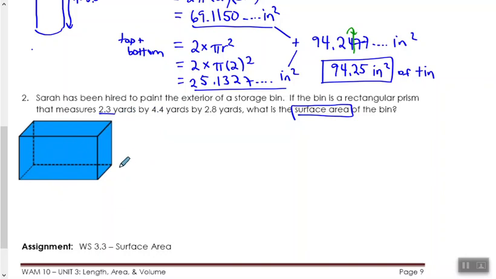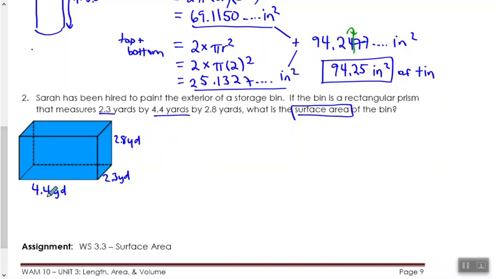So we have 2.3 yards. I'm going to say it's 2.3 yards deep. And 4.4 yards, I'm going to say it's 4.4 yards long here. And let's say 2.8 yards high. Okay, so you should always have one of these 3 dimensions labeled. I will usually do it like this. So starting here, next one, not labeling any of these. I like to keep them in the same spot so I don't confuse myself.